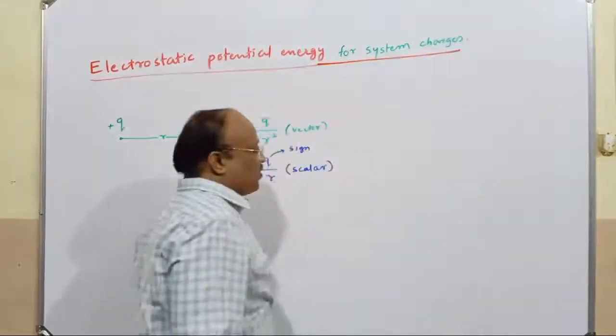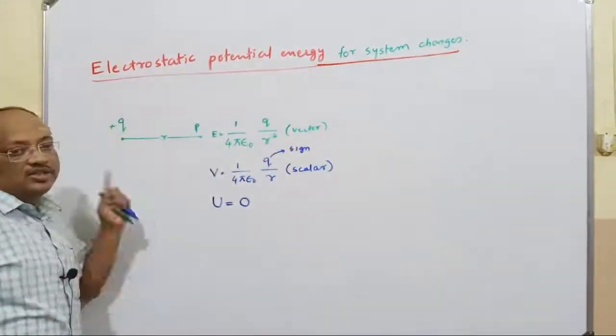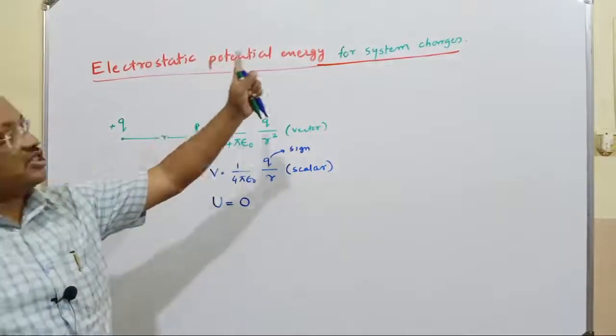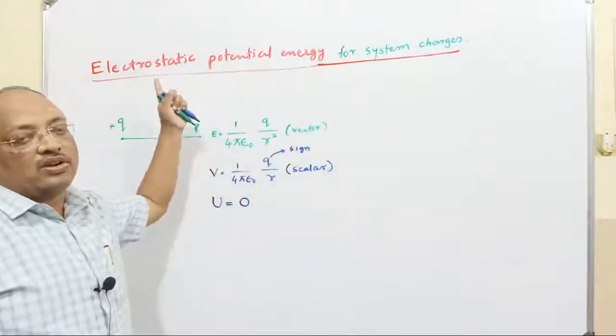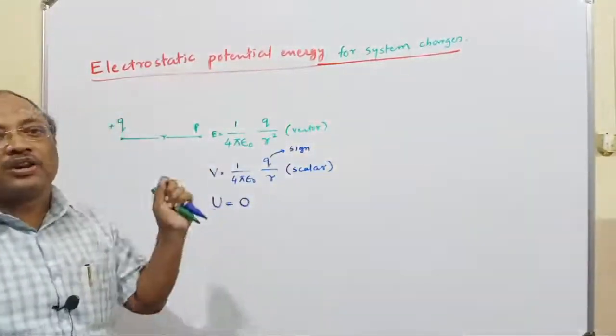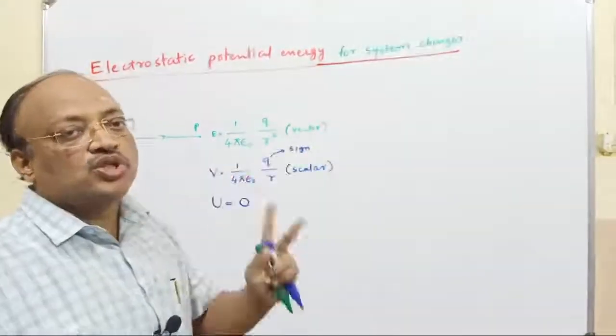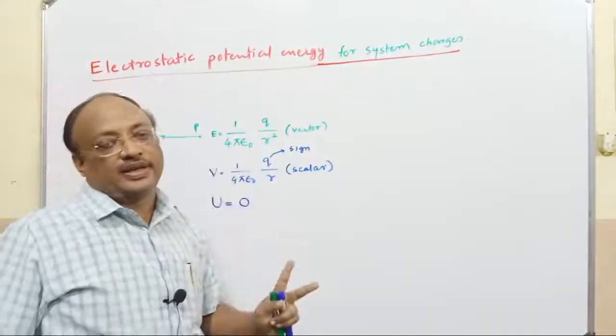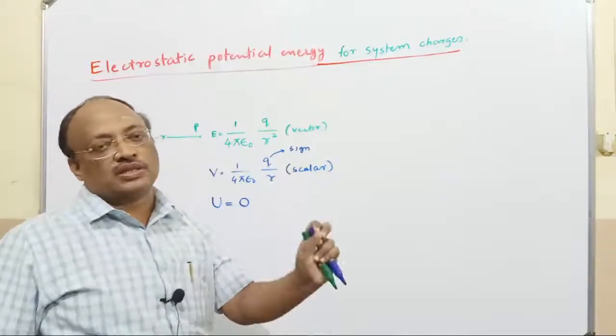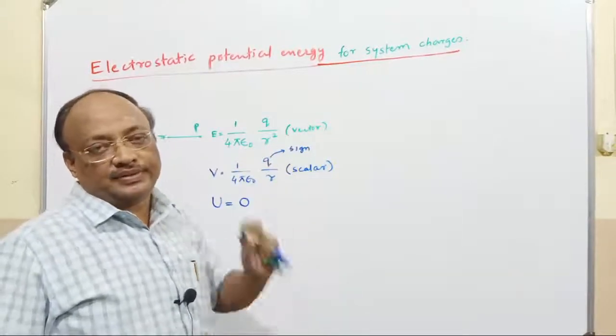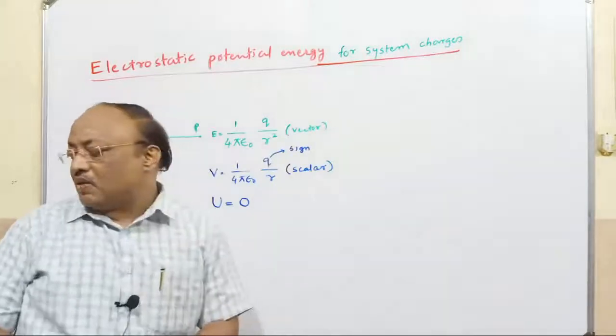It is 0 for a single charge. For a system of charges to have electrostatic potential energy, a minimum of 2 charges must be there. Minimum 2 charges must be there. Then what is it?